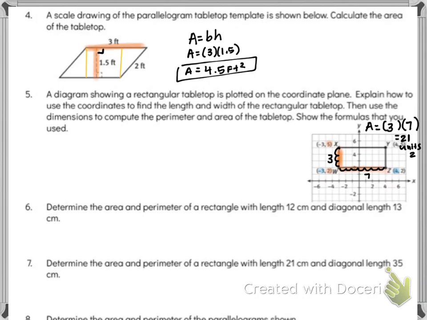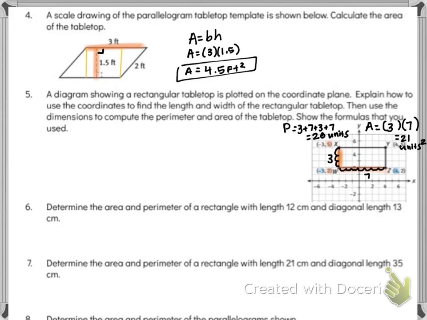Now, if you wanted to find perimeter, you would just add those 4 sides together. So 3 plus 7 plus 3 plus 7. And that would be 14 plus 6, which is 20 units. I'm sorry, I don't know why I did that over here. Units squared, it should look like that. I don't know why I put that 2 just randomly over there.